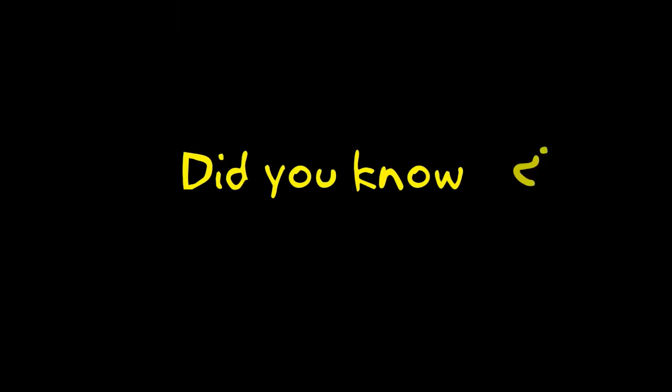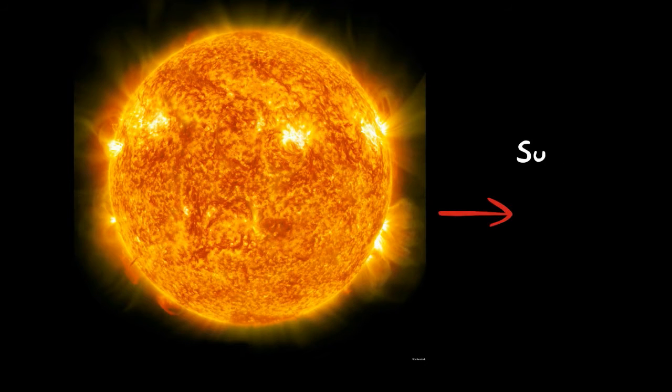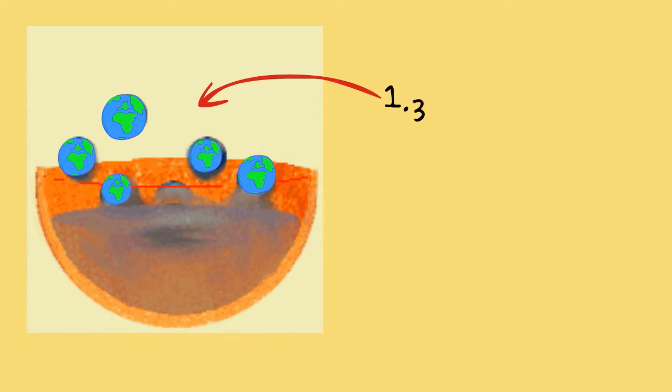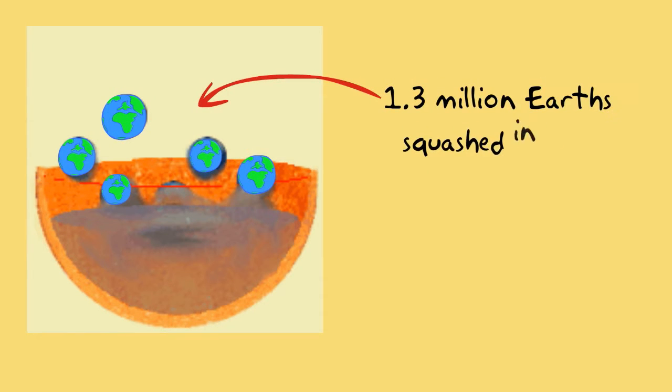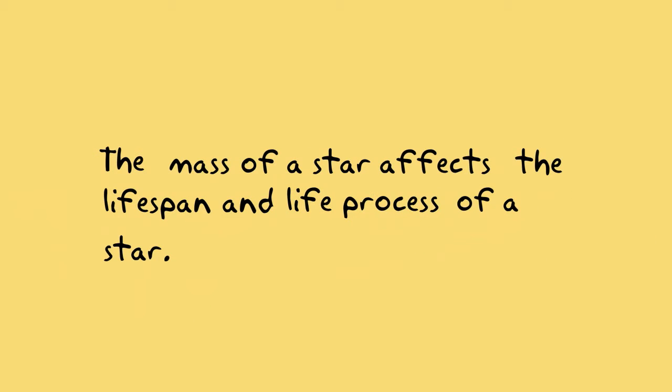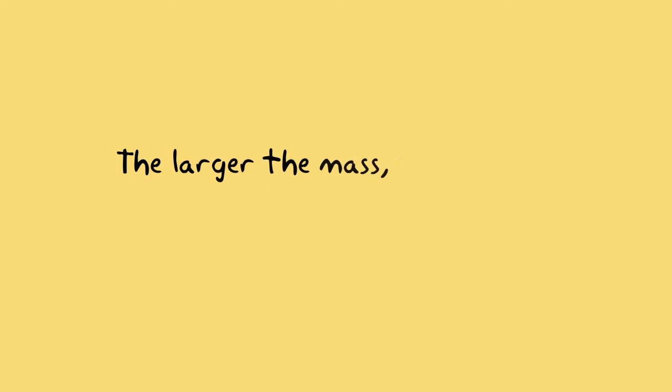Did you know that the sun's mass is 1.98 times 10 to the power 30 kg? To imagine how huge the sun is, you would have to visualize 1,300,000 Earths squashed inside the sun in liquid form. Wow, that's a lot. Seriously. The mass of a star affects the lifespan and life process of a star. The larger the mass, the longer the star will live.